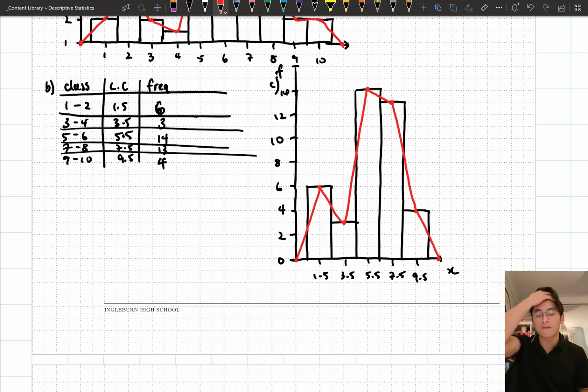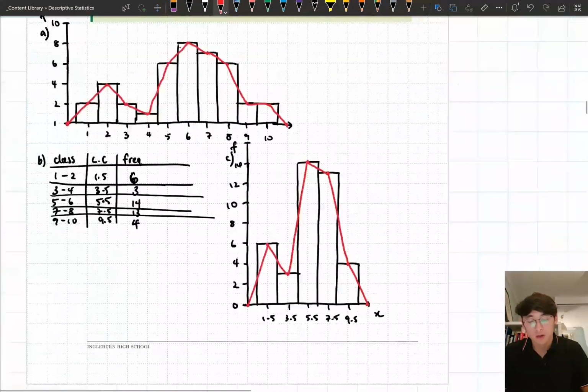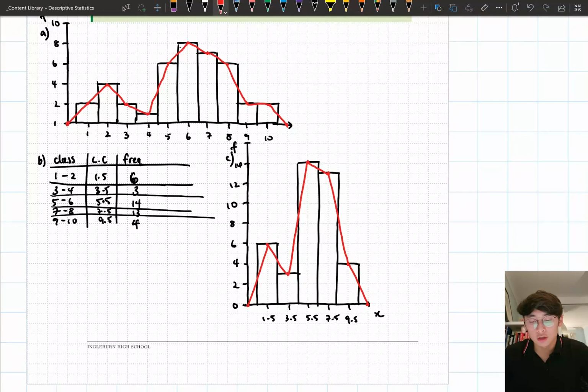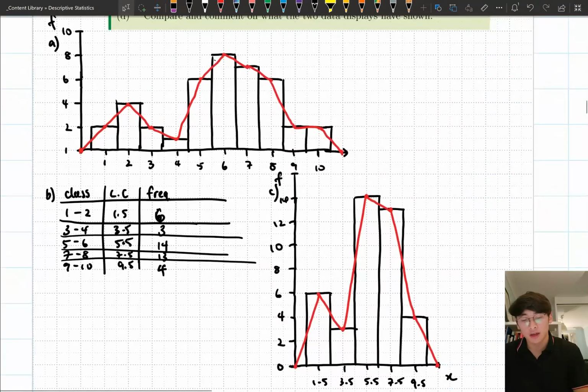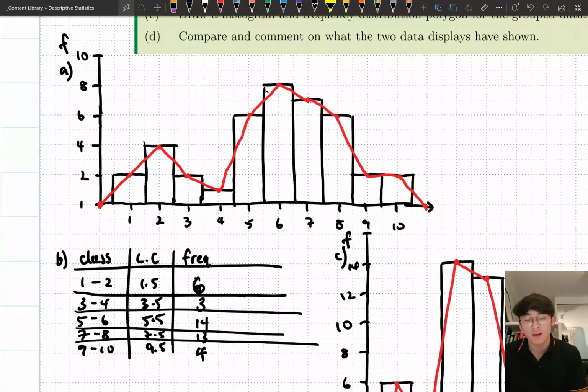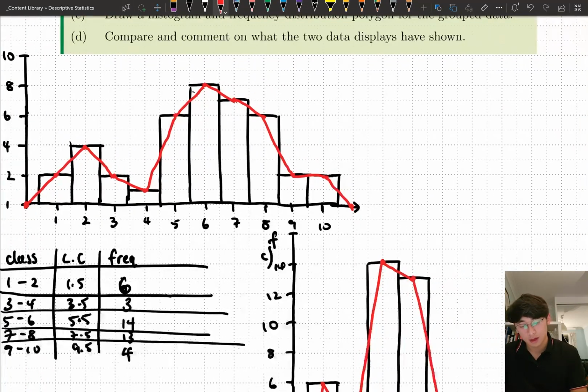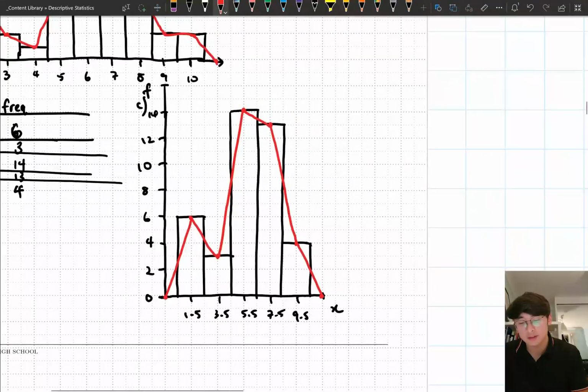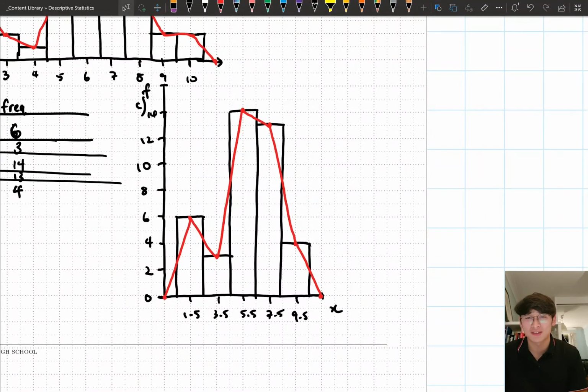And there we go. We've created our frequency histogram and our polygon for our data set here. Okay, so, final step. Compare and comment on what the two data displays have shown. Now, if you have a look at the two data displays, what we notice is that for the first one, most of our scores are between 5 to 8, and there's a little bump at the start at 2. And similarly here, the second data display actually shows very similar data.